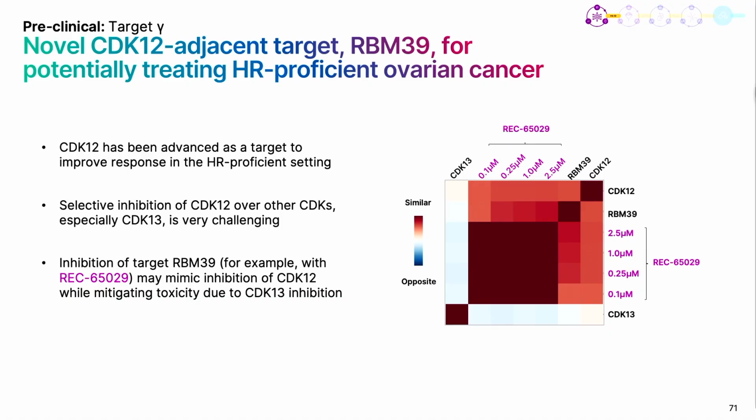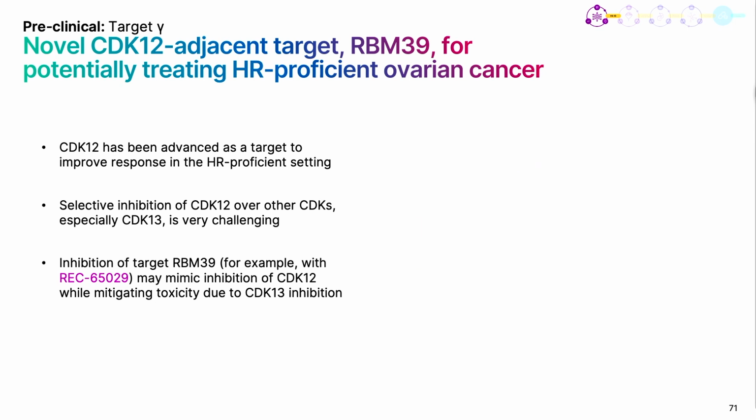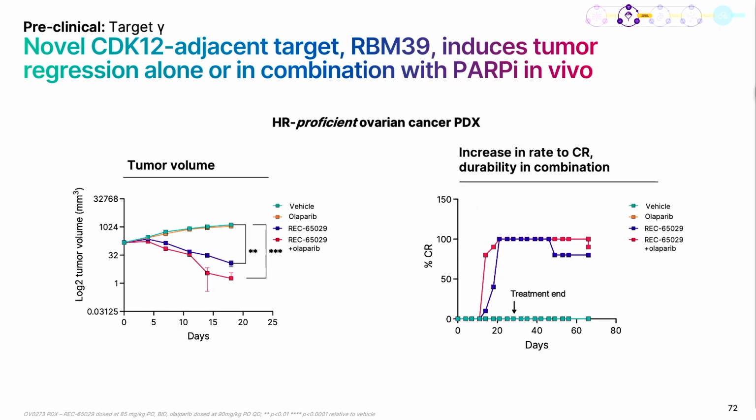I totally skipped ahead because I was so excited about that part. My apologies. Let me first get to the important piece, which you probably all care about, which is the animal data. One of those little hiccups, right? So for this program, we put this molecule in combination with PARP inhibition into an HR proficient ovarian cancer model. As you expect in this model, PARP inhibition alone has no effect. Please notice that that is a log2 tumor volume scale.